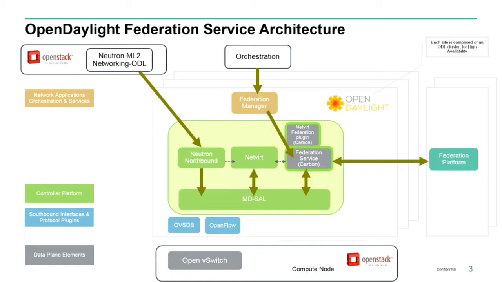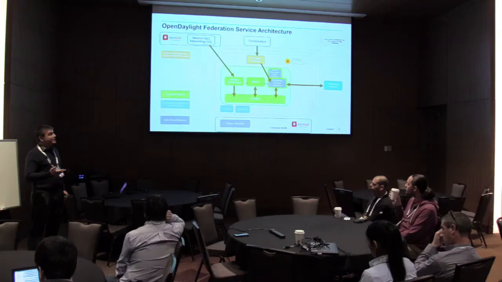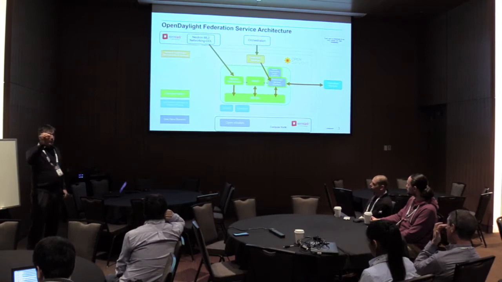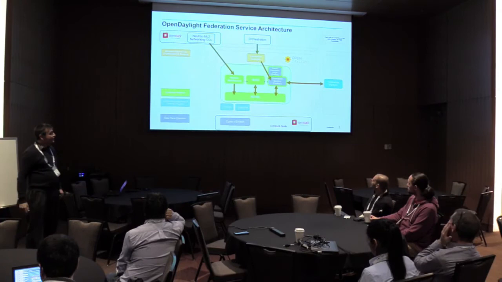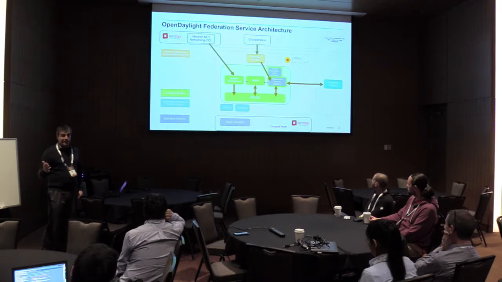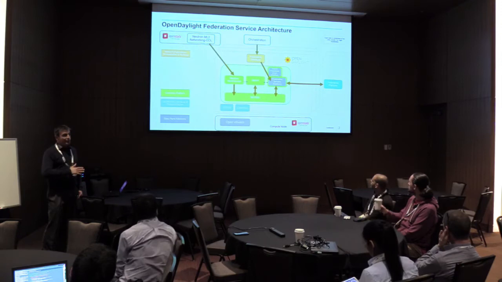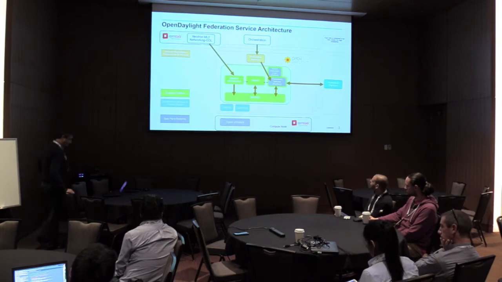So from the top-level view, the orchestration or GUI tells the federation manager which network to federate. The federation manager talks to the federation plugin and says which network needs to be federated. That's how the federation plugin knows which events it needs to send to the other site, okay? If you have any questions, if it's not clear, I can answer.